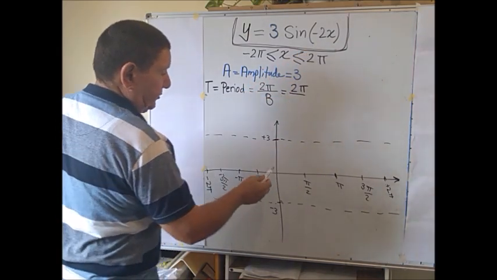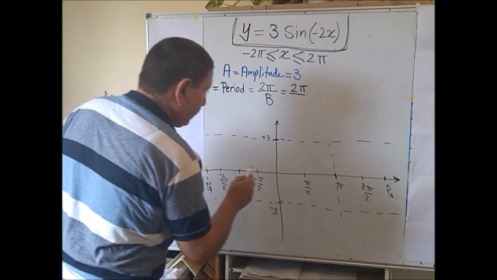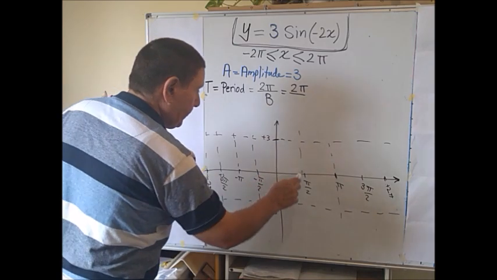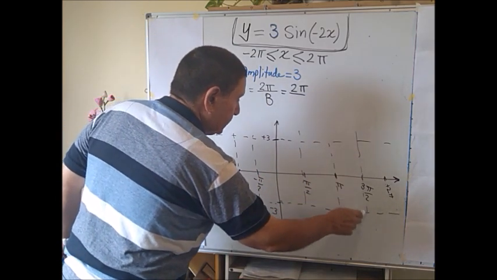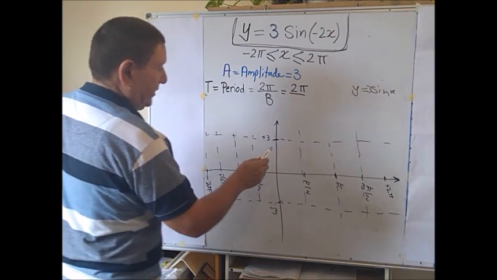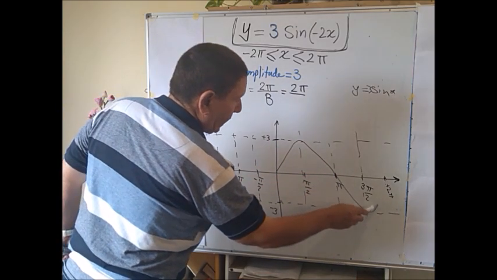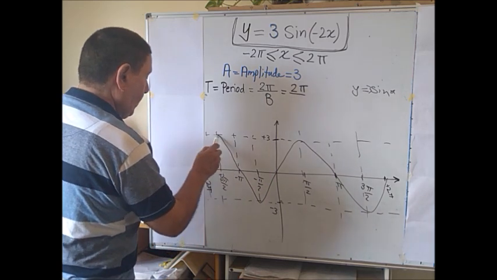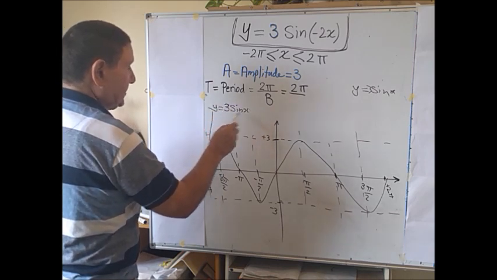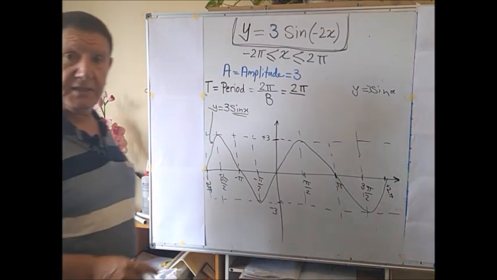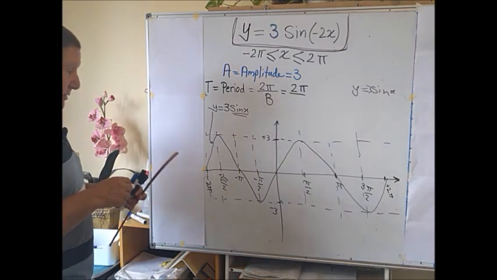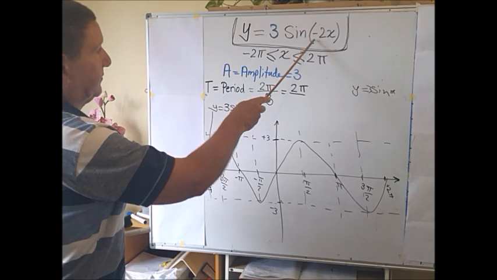Now, if it was y equals sine x, that is the basic function, then it would be like that. It starts from 0 and goes like that, as simple as this. This is y equals 3 sine x. That is the same as sine x but multiplied by 3. That is, there is a dilation factor along the y-axis by a factor of 3. That is the amplitude. But now we don't have sine x, we have sine 2x.